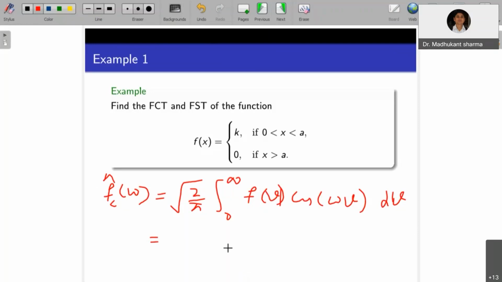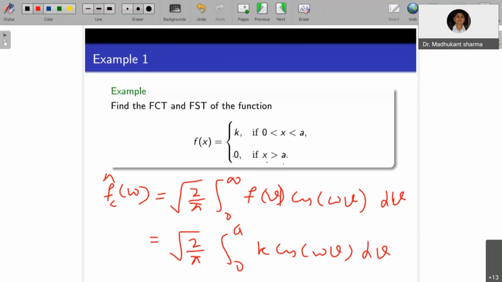The function should be defined from 0 to infinity for finding the cosine transform or sine transform. If it is not, you have to redefine it. So this equals square root of 2 by pi. From 0 to a, the f value is k, and for x greater than a the value is 0. So it is the integration from 0 to a of k times cos of wv dv.